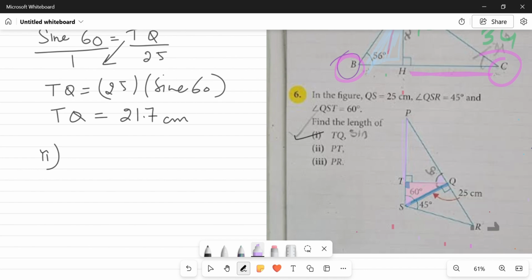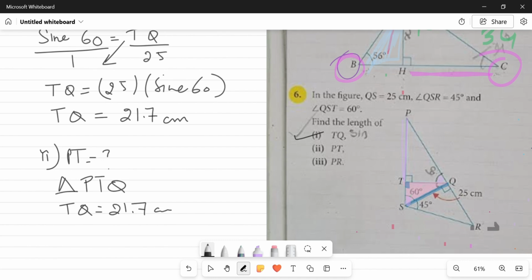So what is given to us in right angle triangle one? This is the hypotenuse, right? PQ is the hypotenuse of triangle PTQ. Here we are going to find out PT, PT equals question mark. In triangle PTQ we have hypotenuse PQ, and we have PT, one leg of the right angle, and TQ. TQ is known. We found it in the very first part, which is 21.7 centimeter, and we need to find out PT.